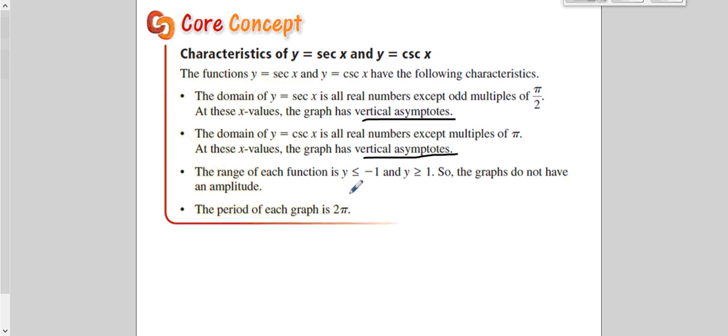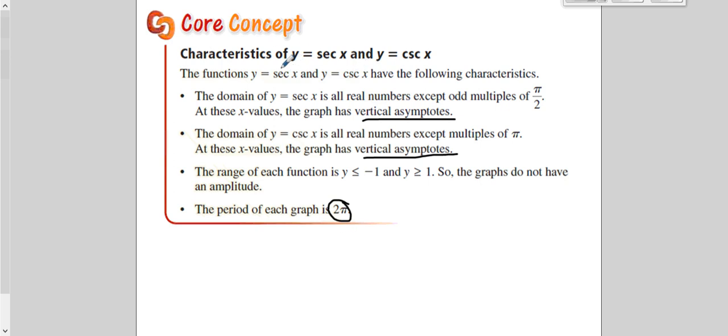The range of each function is y is less than or equal to -1 and y is greater than or equal to 1. That's weird. So it's got to be less than -1 or higher than +1. So it can't be between 1 and -1. So the graphs do not actually have amplitude. The period of each graph is 2 pi. Good to know. So the only ones that were pi were tangent and cotangent.